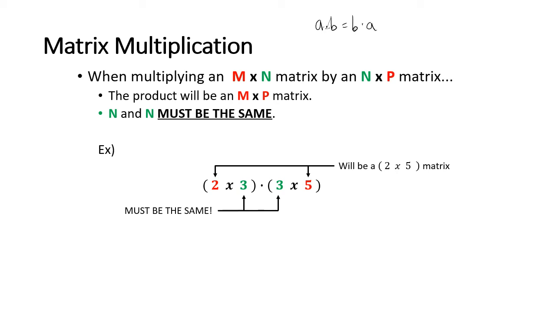If we had a matrix that was a 2 by 3 matrix times a 3 by 5 matrix, we could totally do that. But if we instead said, all right, let's take the 3 by 5 matrix and multiply it by the 2 by 3 matrix, no can do. It doesn't work. Okay.